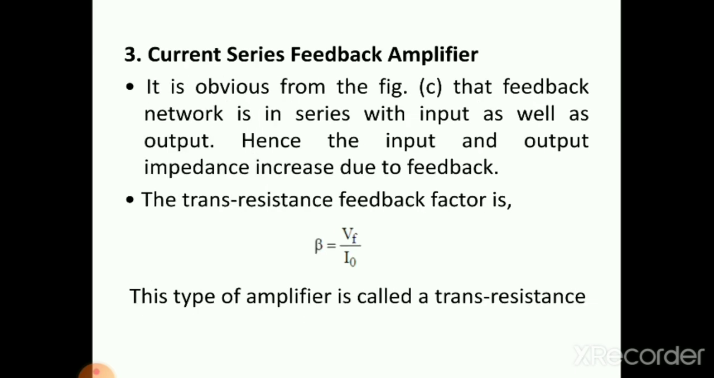Next is the current series feedback amplifier, with current sampling and series mixing. It is obvious from the figure that the feedback network is in series with the input as well as the output, and the input and output impedance increase due to feedback. The transresistance feedback factor is beta equal to Vf by I naught. This type of amplifier is called transresistance because V by I is equal to R. You can remember Ohm's law, right? So the current series feedback amplifier is also called a transresistance type of amplifier.